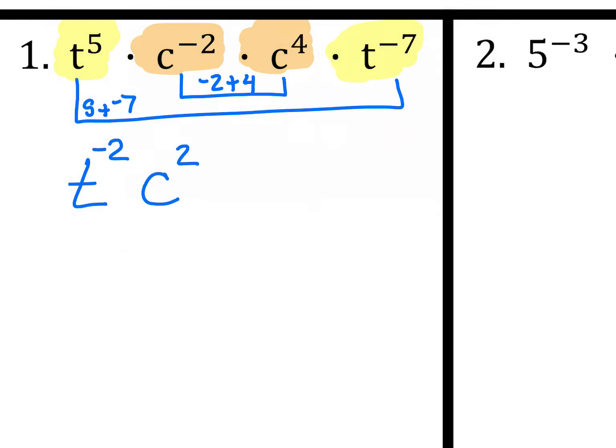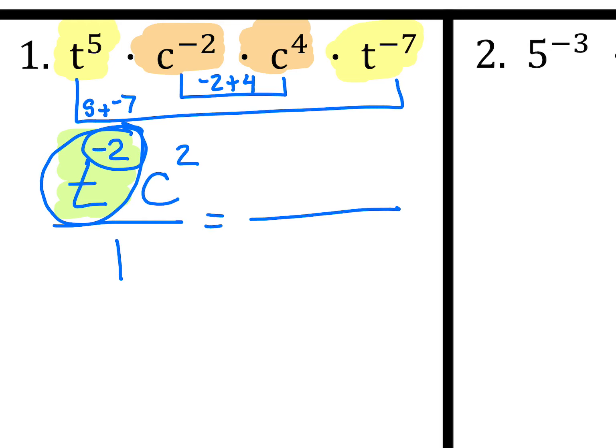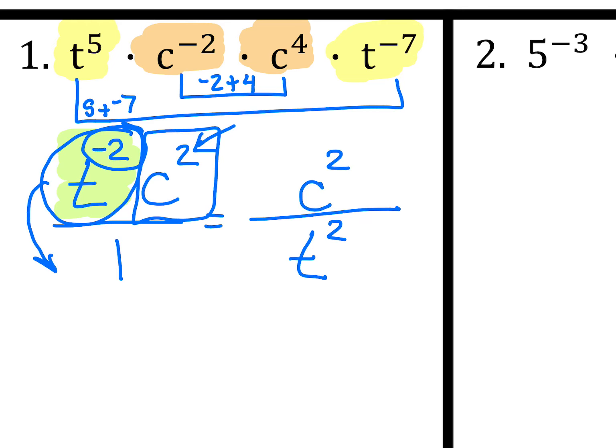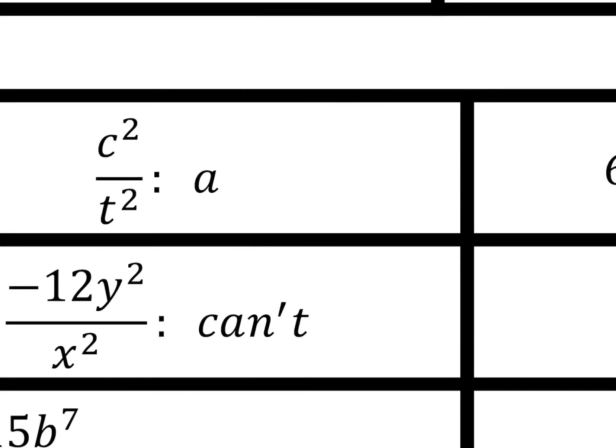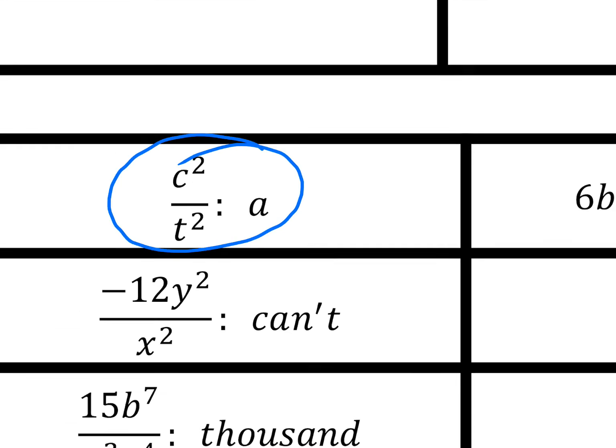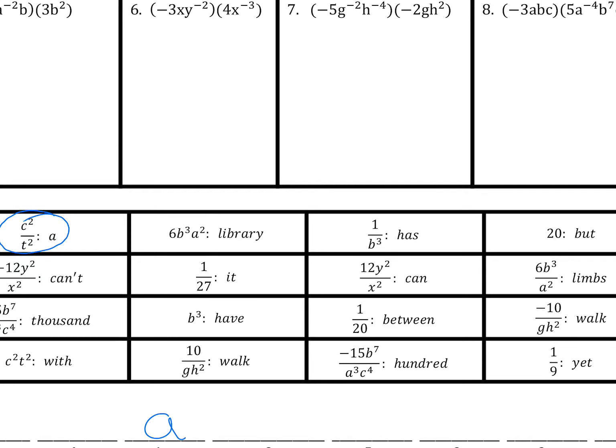So right now, we know that we need to handle this negative exponent. From a few days ago, you should remember that this is invisibly over 1 right now. And we're going to ask ourselves, is it going to stay or is it going to go? T to the negative second has a negative exponent, so it's going to go to the bottom and become positive. C to the second, that's a positive exponent, therefore it's going to stay on the top. And our simplified answer is c squared over t squared. We are now going to find our answer down here. Notice c squared over t squared is a. Where there's a 1, we're going to put a.